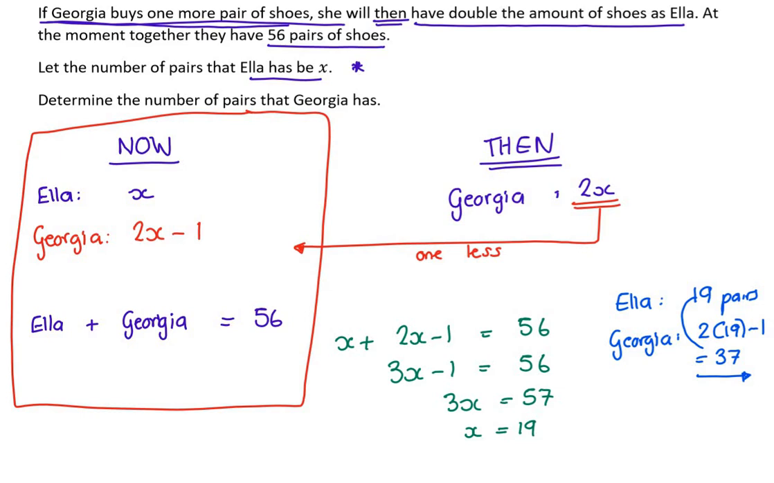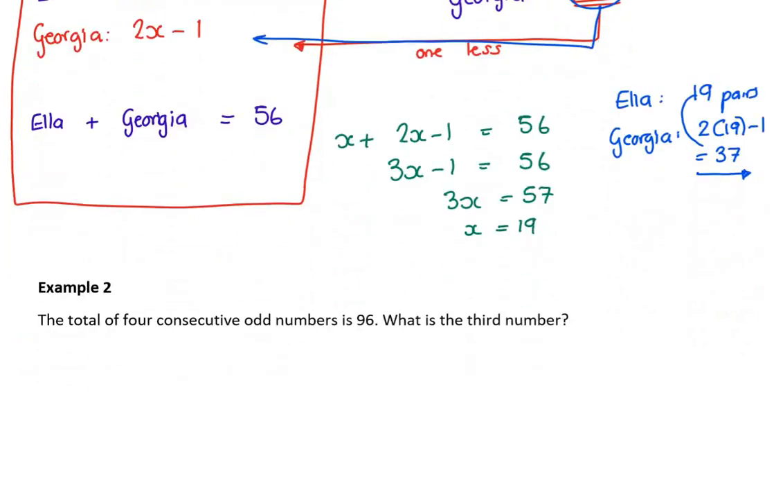This question says Ella has x. If Georgia bought one more pair, she would have double that. So then Georgia would have 2x. So how many does she have now? She has 1 less than that, which is how I got my 2x minus 1. Then I could make my equation because together those two make 56. Once you've made the equation, you're back to an easy question because equations are something we're good at. Right, let's try another example.